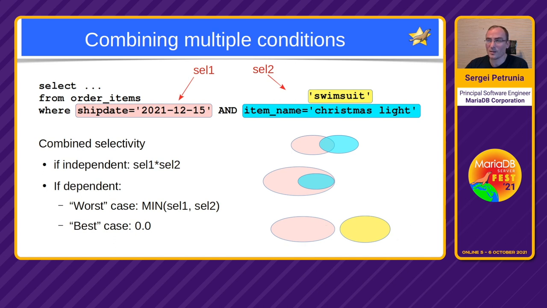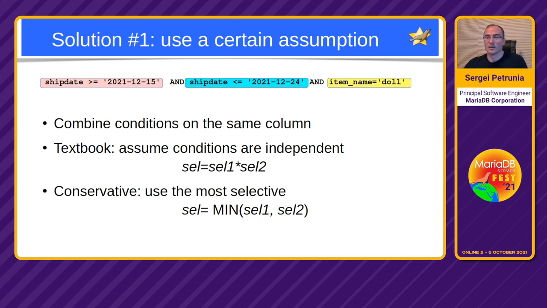Solution number one is to use certain assumptions. The first apparent thing to do is to combine conditions on the same column. You can typically merge them together to get one range. Then the textbook suggests to assume the conditions are independent and multiply the selectivities. Or you can use the conservative estimate and try not to be too optimistic, take the greatest selectivity and assume that the other one doesn't add anything.